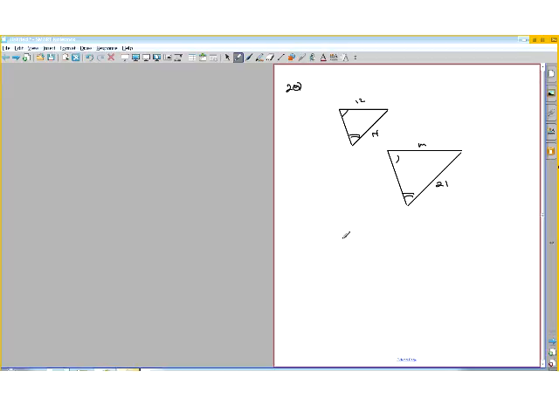So what we know is that we take 14 divided by 21, this ratio, it's the same as 12 divided by M. So the easiest thing to do is cross multiply. You get 14M is equal to 21 times 12, which is 252. And then we divide both sides by 14. Get 18. So this is 18. It's smaller, makes sense.